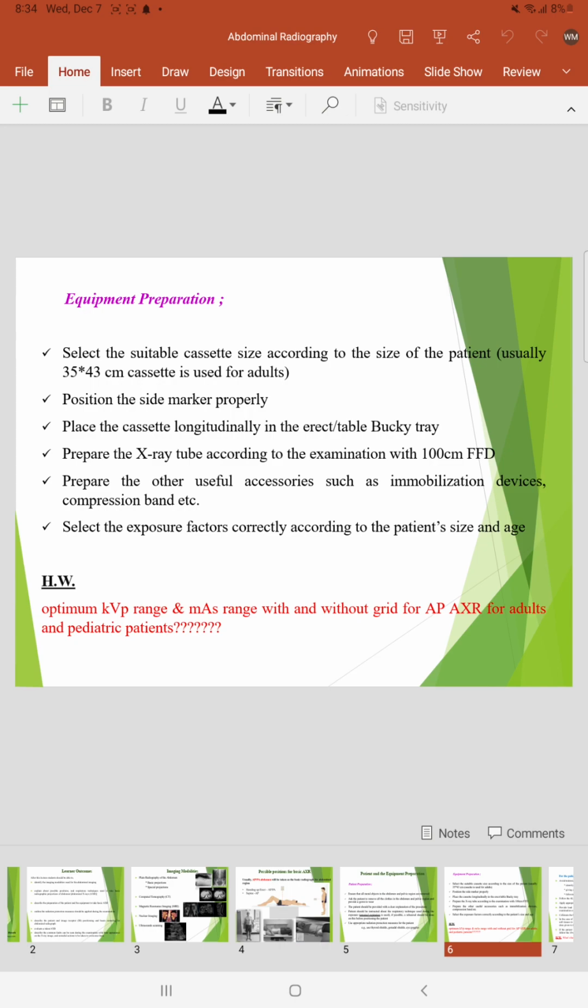Prepare the X-ray tube according to the examination with 100 cm FFD. Prepare the other useful accessories such as immobilization devices, compression bands, etc. Select the exposure factors correctly according to the patient's size and age.